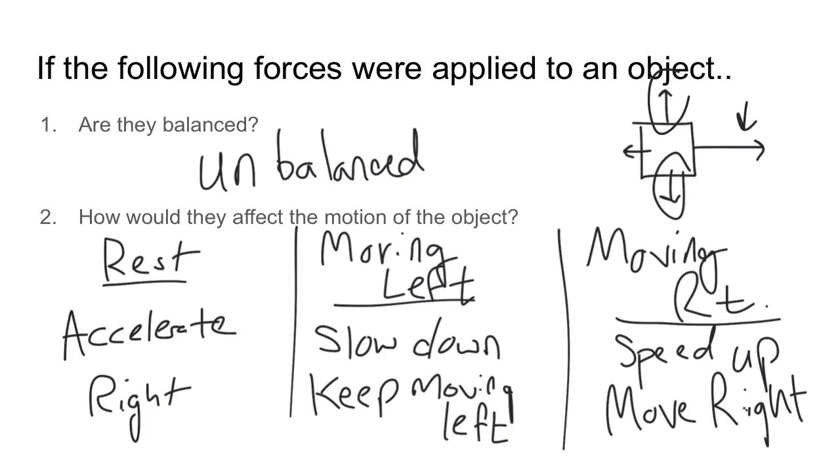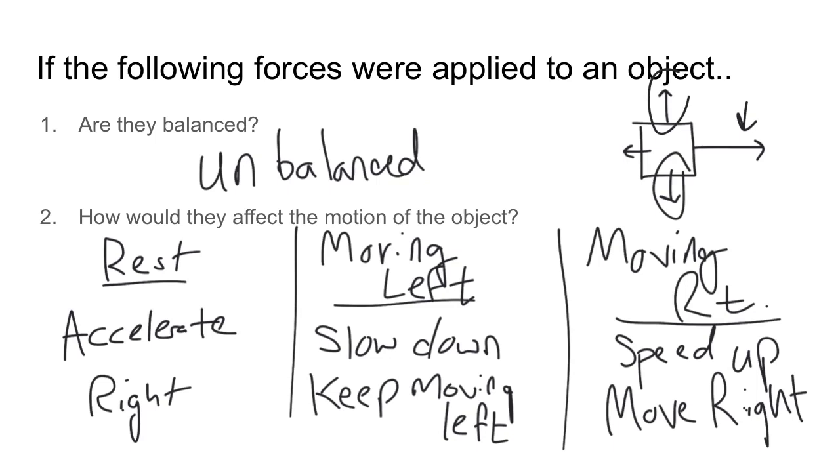And so the point of this video is to just get an idea of how these balanced and unbalanced forces affect the motion of an object. If we have an unbalanced force in the direction an object is already moving, it's going to speed up. If we have an unbalanced force against an object's motion, in the opposite direction that it's moving, that object is going to slow down. And if we have an unbalanced force acting on an object at rest, it's going to start moving in the direction the force is pushing it.